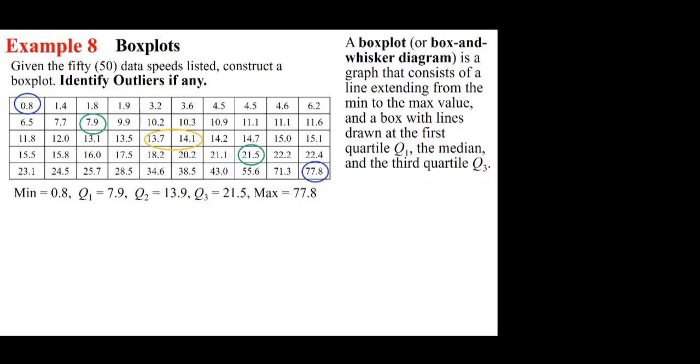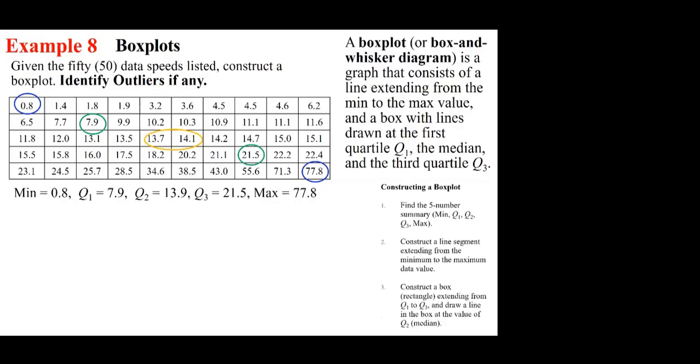You need to go through this procedure. Find the 5 numbers. We already have the 5 numbers. Now, it says construct a line segment extending from the minimum to maximum. You'll see the whole thing put together in a moment. So this would be the minimum. This would be the maximum. Or you can extend that with a number line and just put the minimum and maximum there.